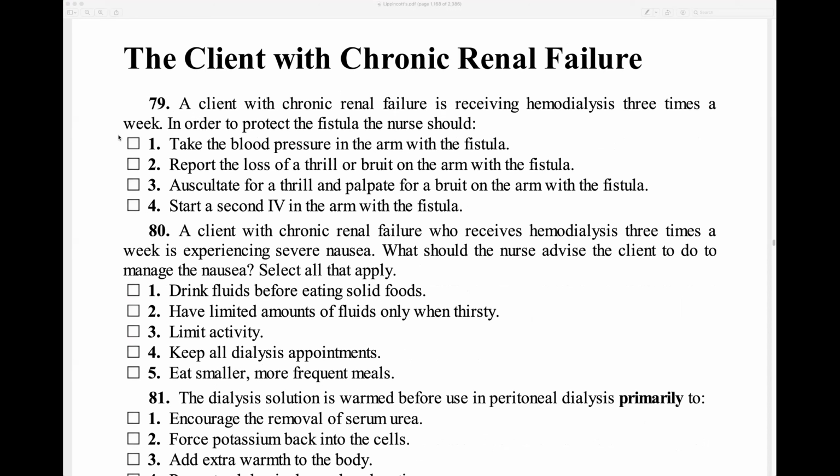Okay, question 79. A client with chronic renal failure is receiving hemodialysis 3 times a week. In order to protect the fistula, the nurse should, what would you choose?